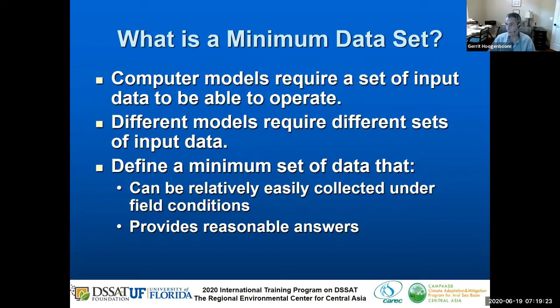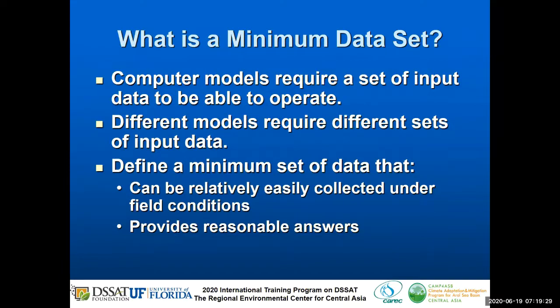So in some cases, the user of the models might not actually have access to some of the data required for the model.